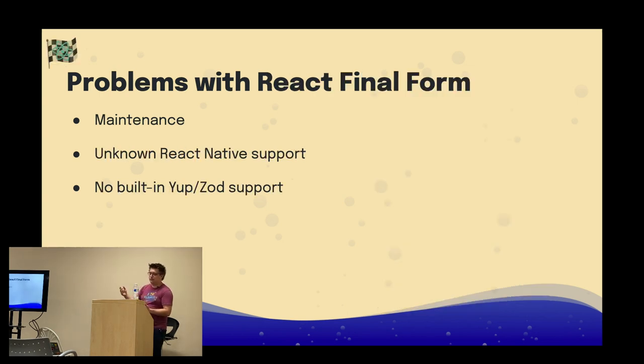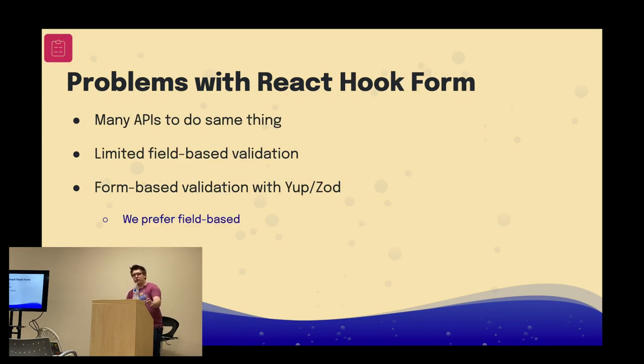Problems with React Final Form, we talked about this a little bit. Maintenance issues are one of them. There's no built-in Yup or Zod support, meaning that that's something I would have to write. Not necessarily the worst, but there's unknown React Native support, and for my team, that is a showstopper in itself. Finally, React Hook Form. We talked about it. There's like four APIs to do things, right? Maybe a little bit of exaggeration, but there's still a lot of ways to do the same thing in React Hook Form. There's also very limited field-based validation. So if you wanted to use Yup or Zod, you have to eject and use form-based validation, which is, again, something we're not wanting to do.